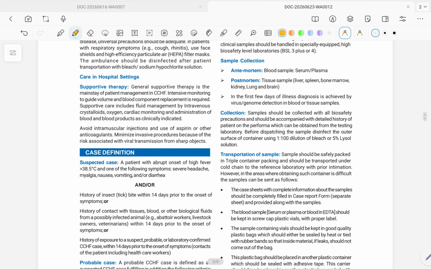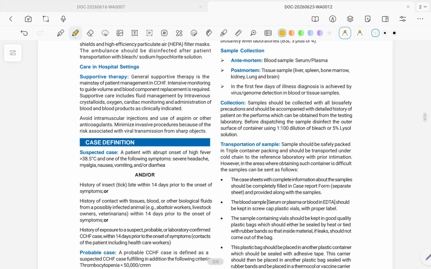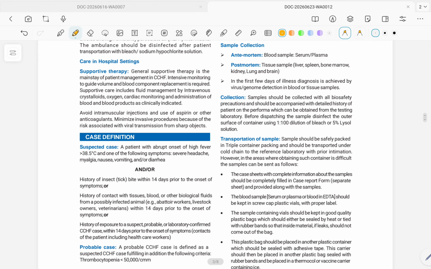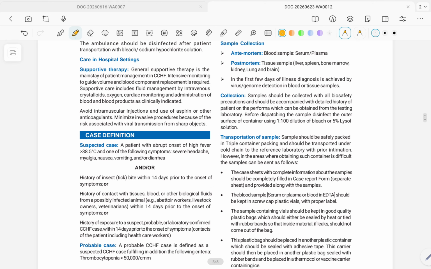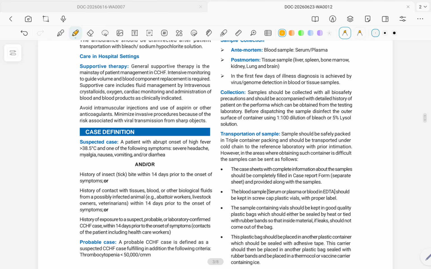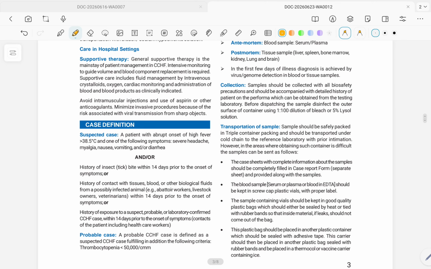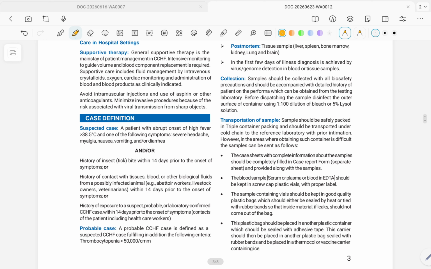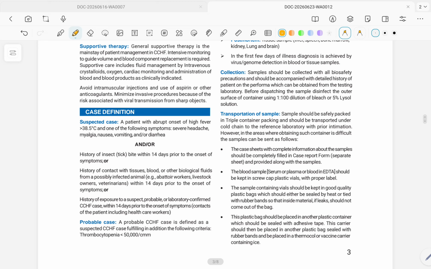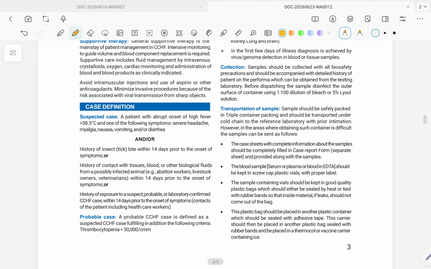Care in hospital settings. Supportive therapy. General supportive therapy is the mainstay of patient management in CCHF. Intensive monitoring to guide volume and blood component replacement is required. Supportive care includes fluid management by intravenous crystalloid, oxygen, cardiac monitoring, and administration of blood and blood products as clinically indicated. Avoid intramuscular injection and use of aspirin or other anticoagulants. Minimize invasive procedures because of the risk associated with viral transmission from sharp objects.